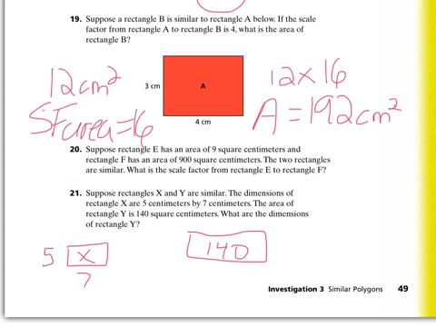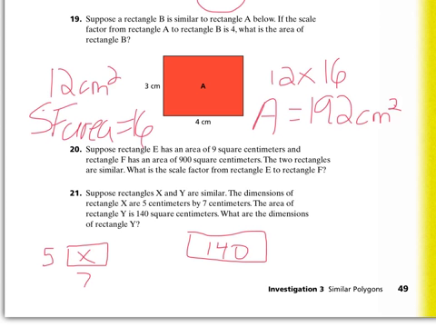Okay, number 21. Suppose rectangles X and Y are similar. The dimensions of rectangle X are 5 centimeters by 7 centimeters. The area of rectangle Y is 140 square centimeters. What are the dimensions of rectangle Y? Okay, so the first thing we need to do here is see how I kind of drew out the different rectangles just so I can get a visual, because I know that that helps me. So let's find the area of rectangle X.